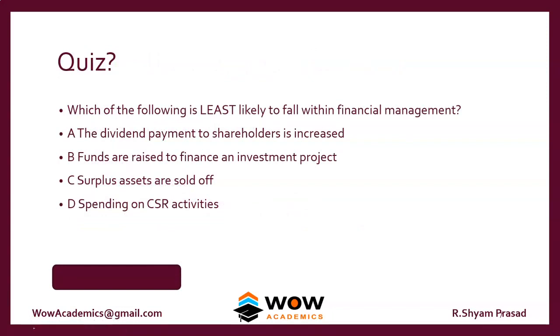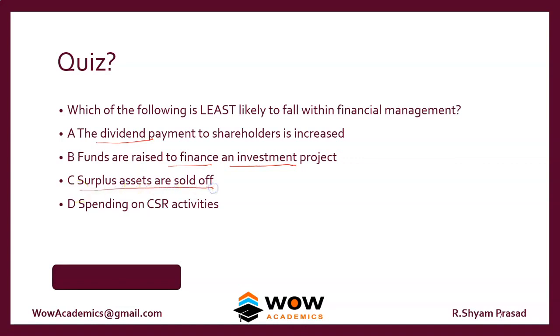Which of the following is least likely to fall within financial management? Which one do you think doesn't come under financial management? You can go through this question. I'll read the options. A, the dividend payment. Dividend is a part of the financial decisions of the company. B, funds raised to finance an investment. Raising finance and making an investment come under financing decisions and investment decisions.